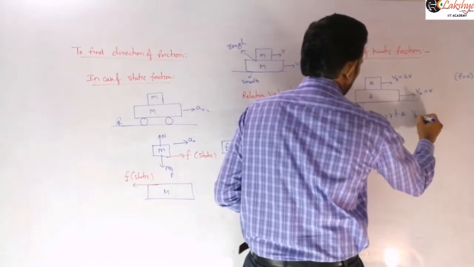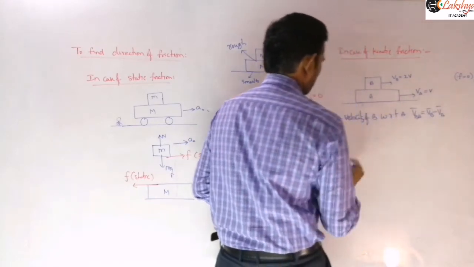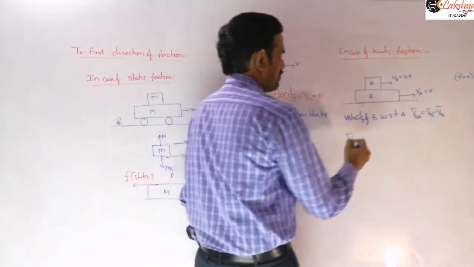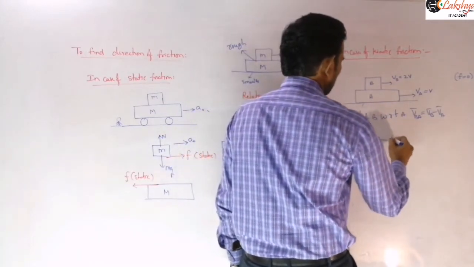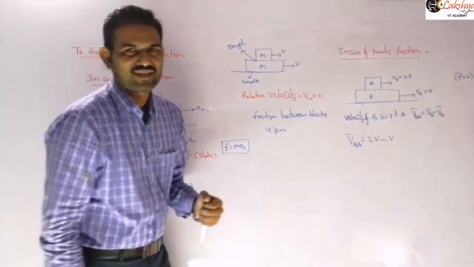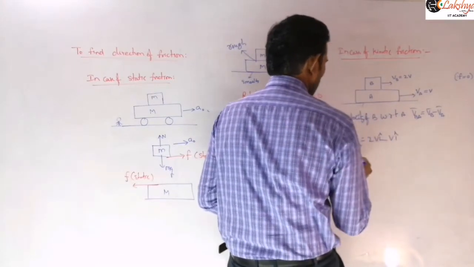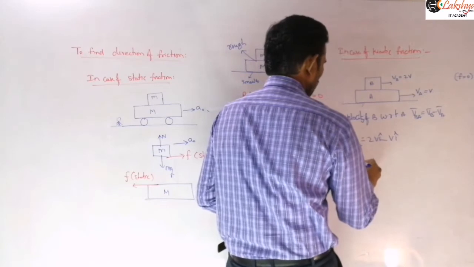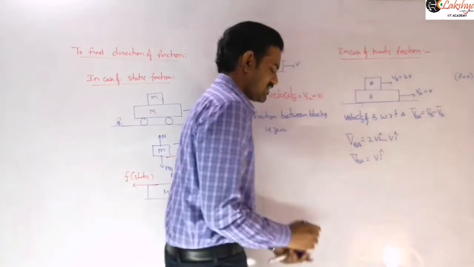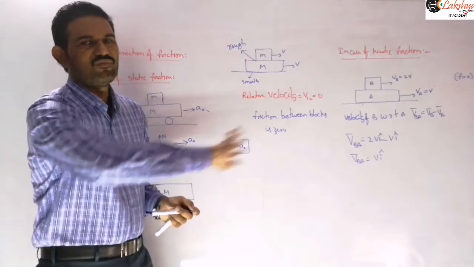That is VBA, which can be written as VB minus VA. Therefore VBA bar is equal to 2V minus V. Both are in the forward direction only. If you want, you can take this in terms of i cap, so this is i cap and this is also i cap. So the velocity of B with respect to A will be V i cap. That means with respect to A, B is moving in the forward direction.